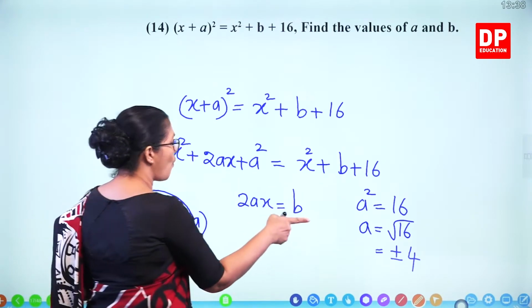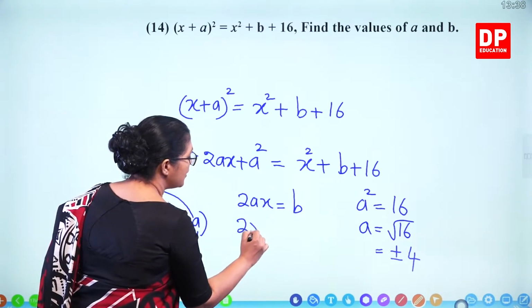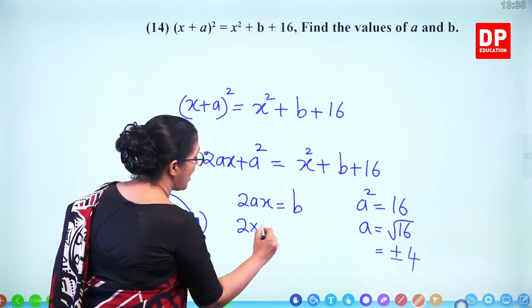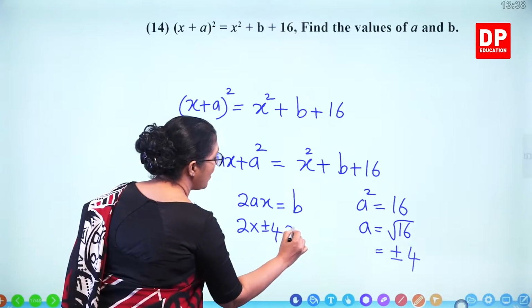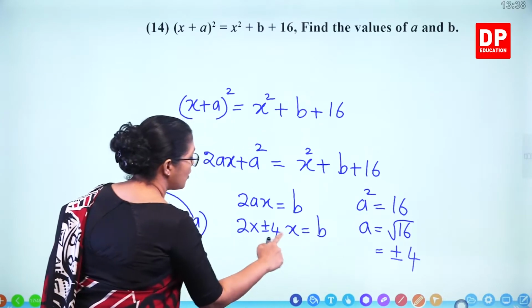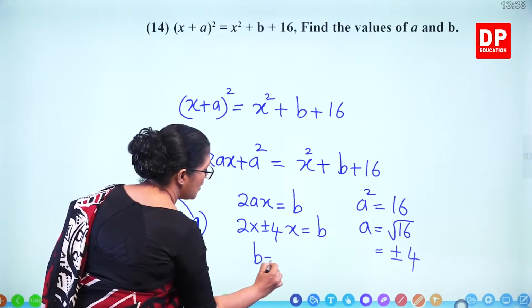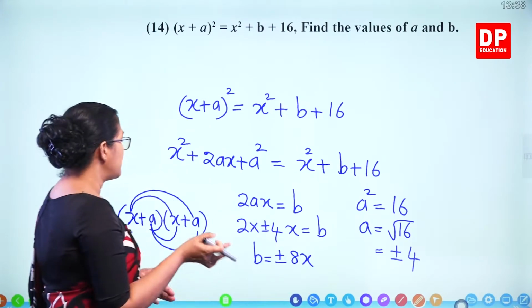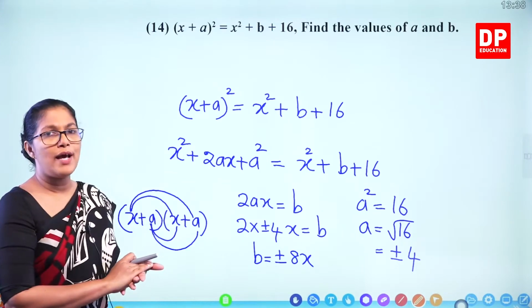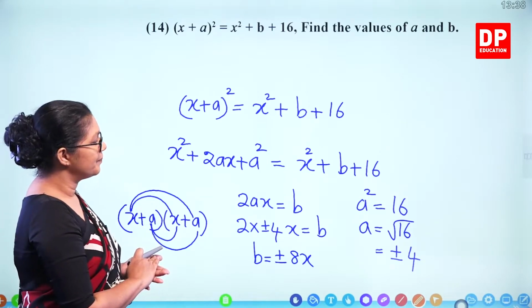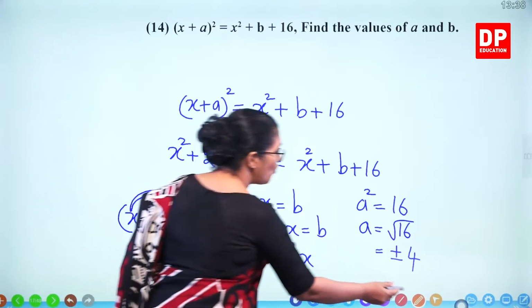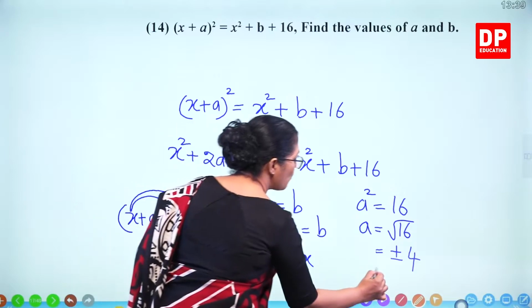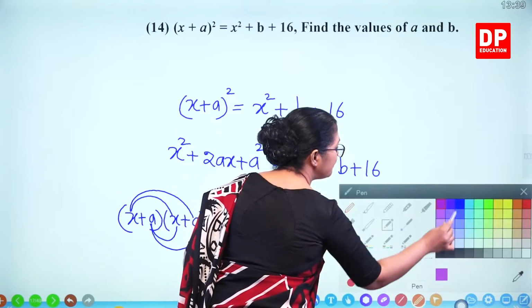Then if it's 4, what is b value? 2 times plus or minus 4 into x is b. So you can say b equals plus or minus 8x. You can consider either plus value as well as negative value. So you get 2 marks. 1 mark for b and 1 mark for a.